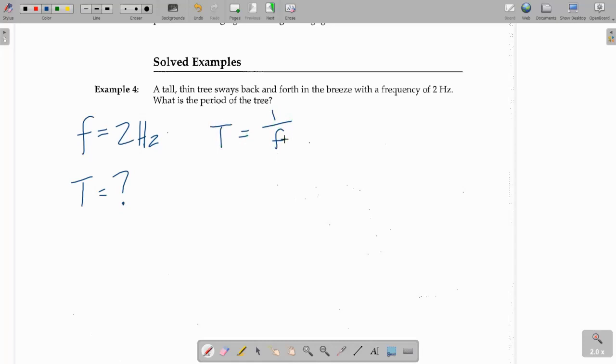Okay, so we'll go ahead and just plug this in. Period is equal to 1 divided by 2 hertz. And that is clearly equal to 0.5 seconds. That would be our period for the tree swaying back and forth.